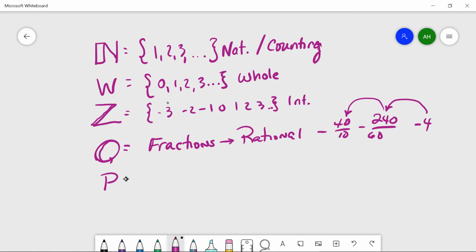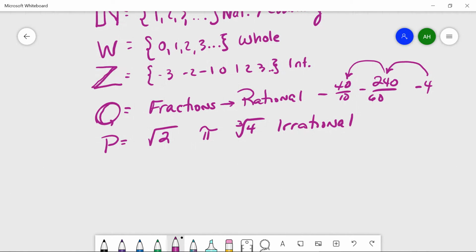Our next is going to be P. P is going to refer to our irrational numbers. I've got square root of 2, pi, the cube root of 4. These are irrational. All right, I have this fancy R. This is going to be real numbers. Real numbers are going to consist of rational and irrational numbers.